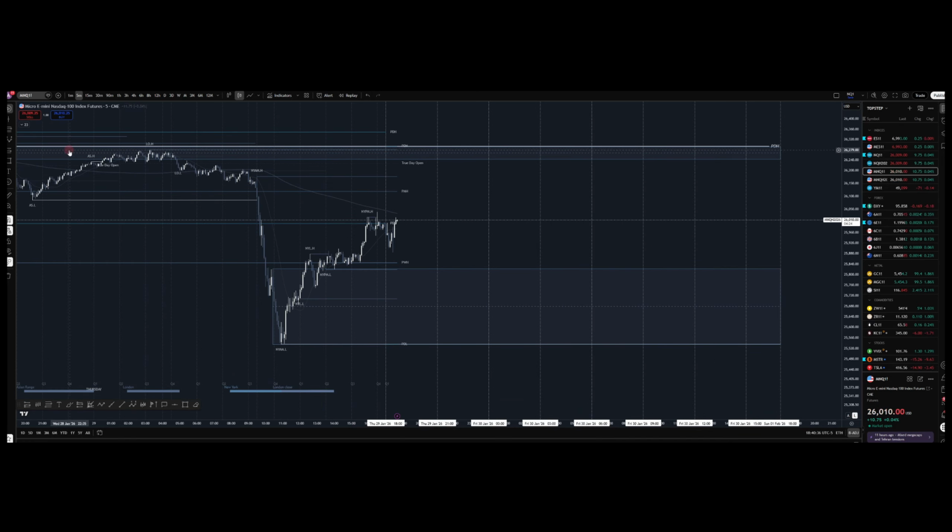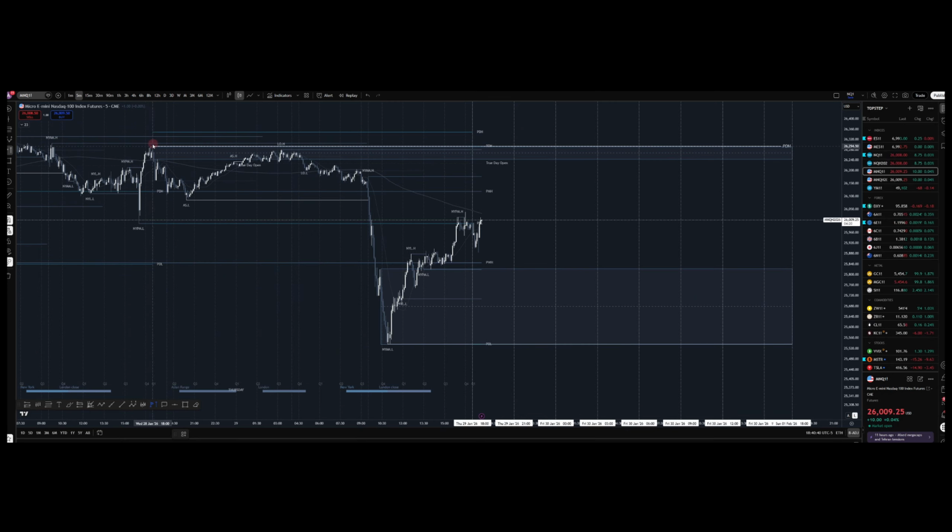We want to have our fixed range volume profile. So we're going from PDH to PDL. We've got our main point of control down here.